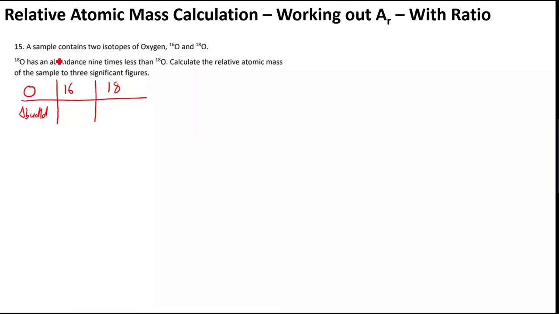They've told us that oxygen 18 has an abundance 9 times less than oxygen 18. Oh, that doesn't make sense, does it? We're going to change that to 9 times less than oxygen 16. Now the question's correct.